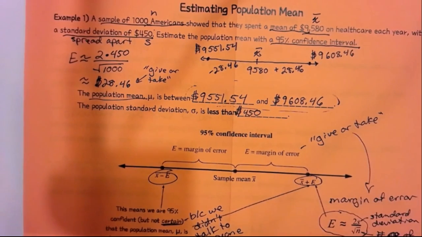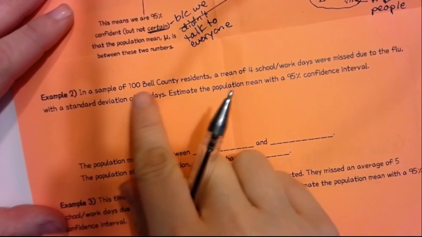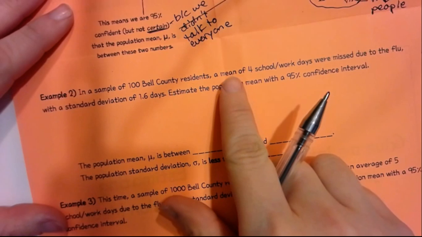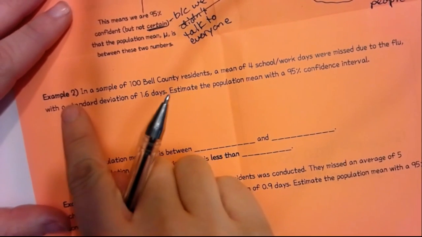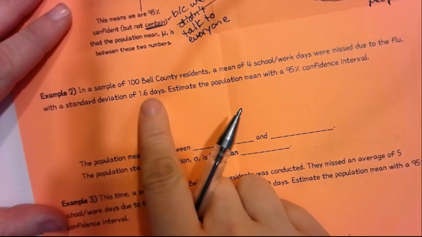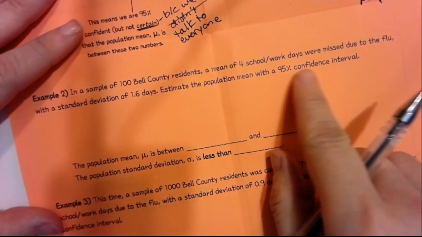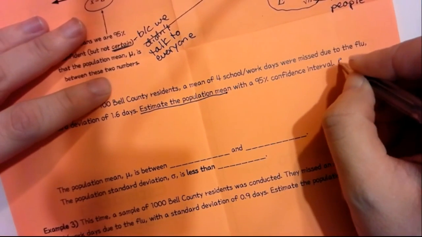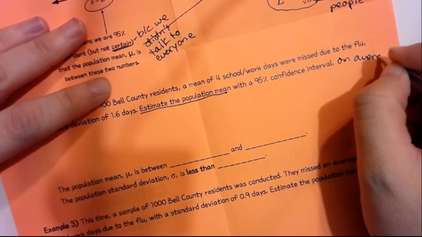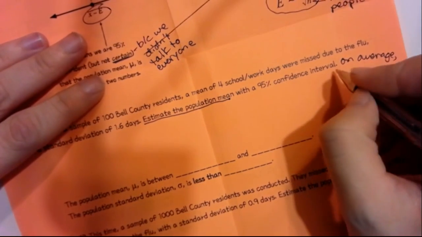Okay, that's kind of a lot. So let's try a couple more. Example 2. In a sample of 100 Bell County residents, a mean of 4 school or work days were missed due to the flu, with a standard deviation of 1.6 days. Estimate the population mean with a 95% confidence interval. So we want to figure out, on average, how many days are missed because of the flu.